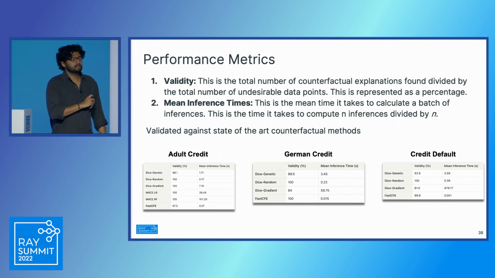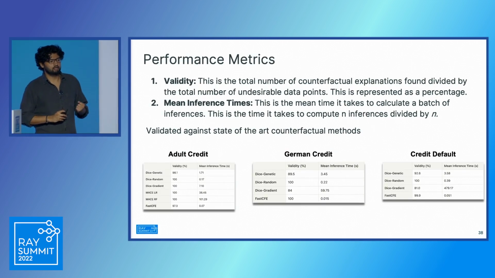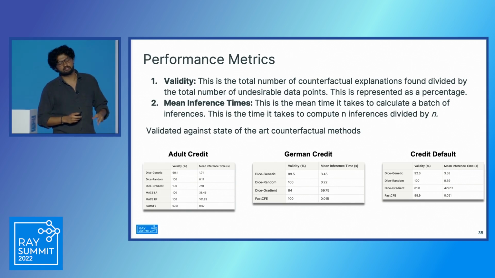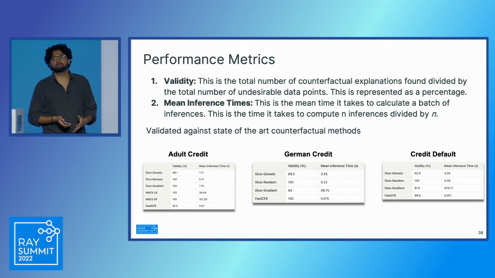So the first thing we look at is our performance metrics, and we look at validity and mean inference time. Validity is the total number of counterfactual explanations actually found divided by the total number of negatively labeled class data points. So this number is represented as a percentage. The second thing we wanted to look at is the mean inference time, which is the average time it takes to compute a single counterfactual explanation.